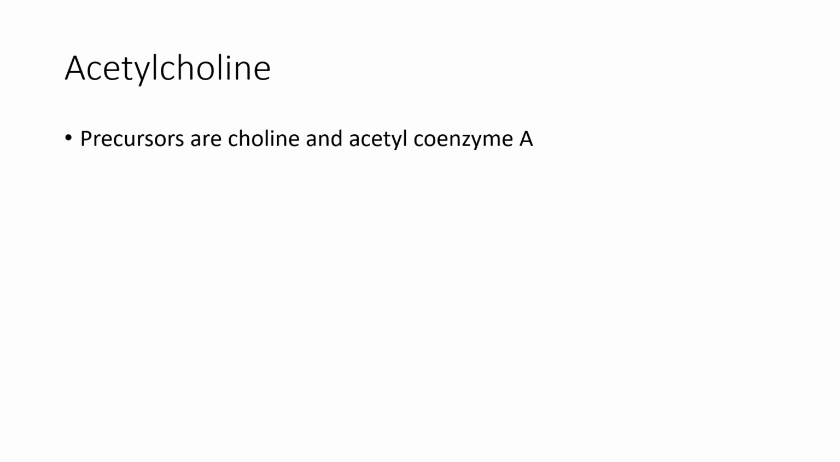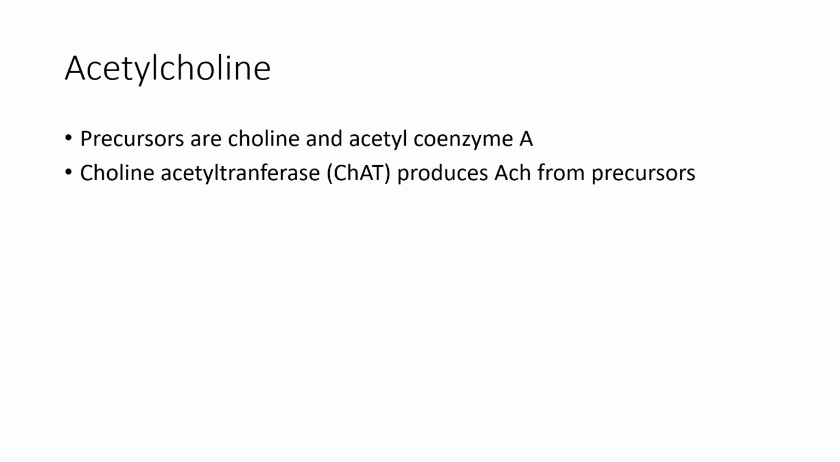The precursors to acetylcholine are choline and acetyl coenzyme A. These two things come together to form acetylcholine. That is done by choline acetyltransferase, or CHAT for short. This is what produces acetylcholine from choline and acetyl coenzyme A.